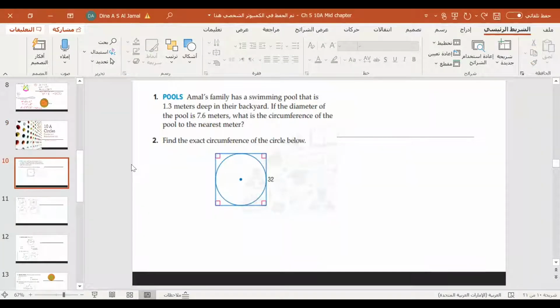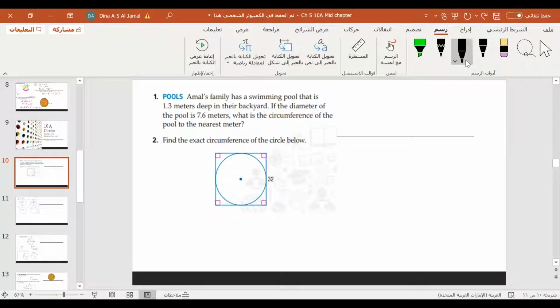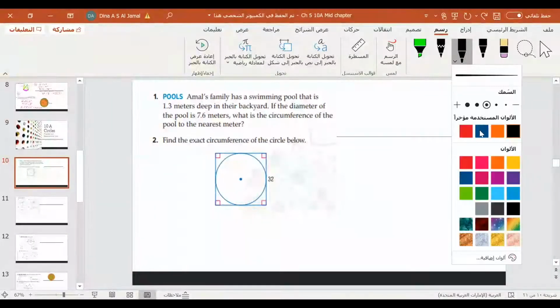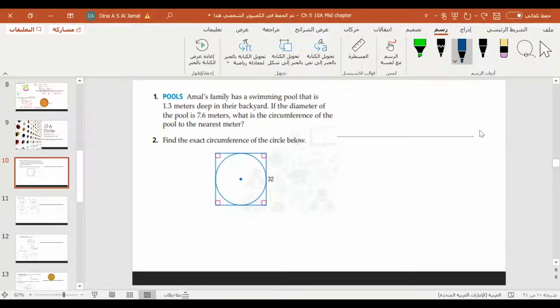So it will be talking about the pools. Amal's family has a swimming pool, and this swimming pool has a depth of 1.3 meters, and the diameter is given as 7.6 meters. So he's asking you about the circumference of the pool to the nearest meter.